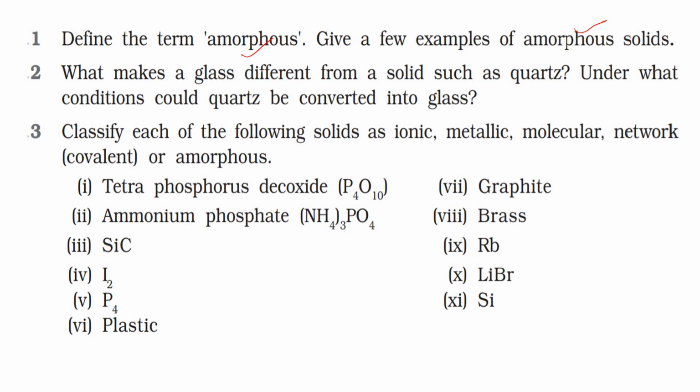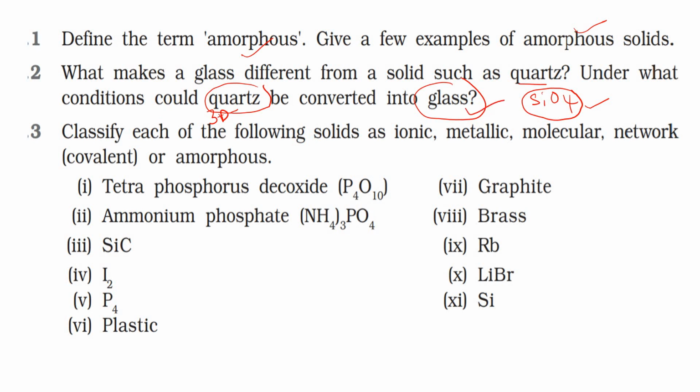What makes glass different from a solid such as quartz, and under what condition does quartz convert into glass? This was already discussed. Quartz and glass both are silicates. They are formed by SiO4 units only. Both have the same chemical formula, but how they are arranged is different. In quartz, we have a three-dimensional network polymer. In glass, the arrangement of atoms is loosely bound, therefore they exist as glass.